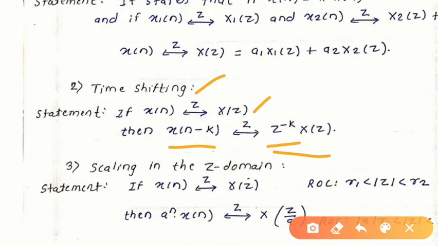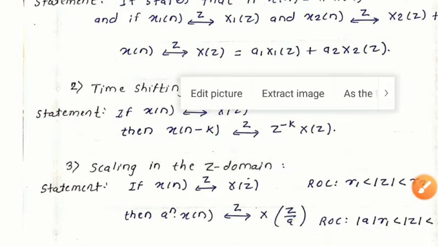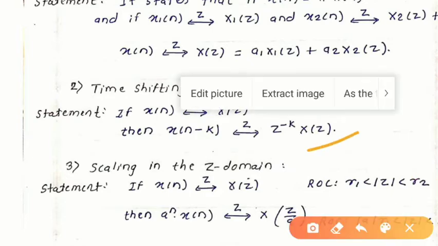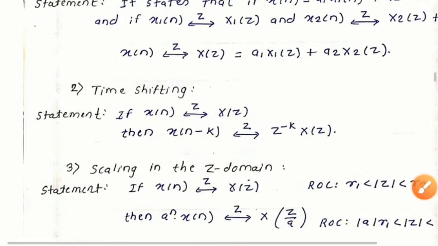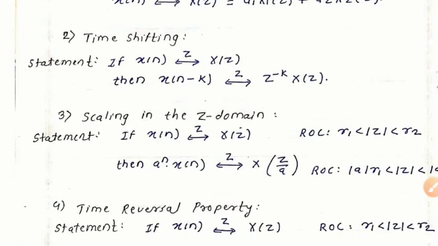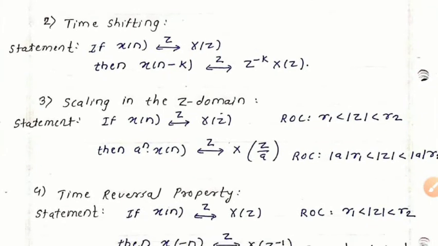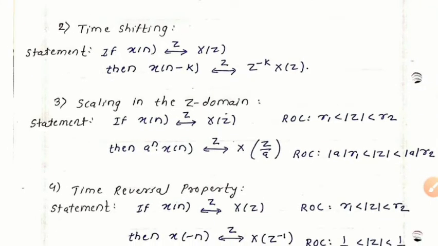Okay, so please remember, this is also a simple one, that is nothing but the time shifting property of the Z transform. We just have to remember this, that is Z raised to minus k into x of z in the time shifting property. So let's move forward. The next is scaling in the z domain. We will see the third property of the Z transform, which is scaling in the z domain.